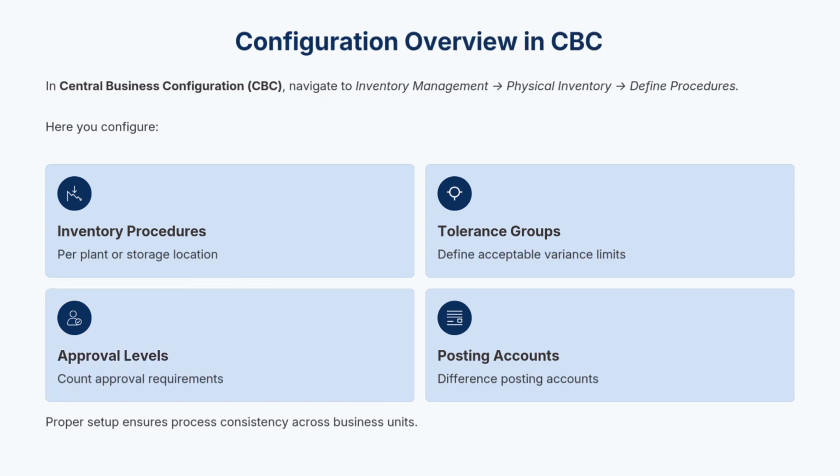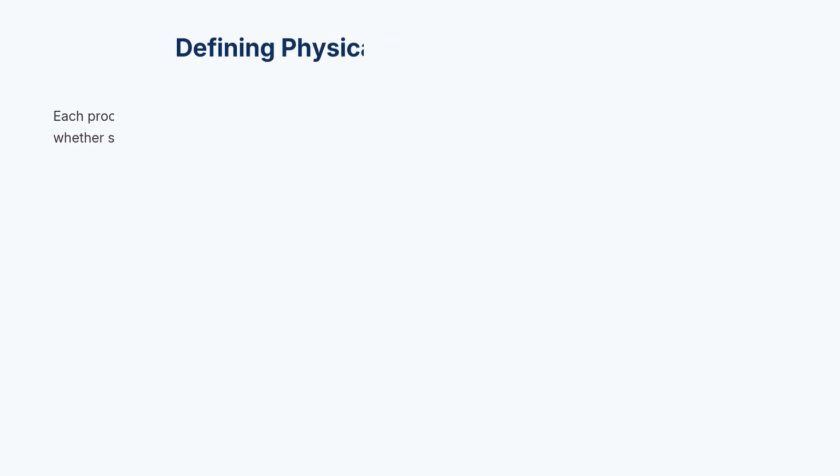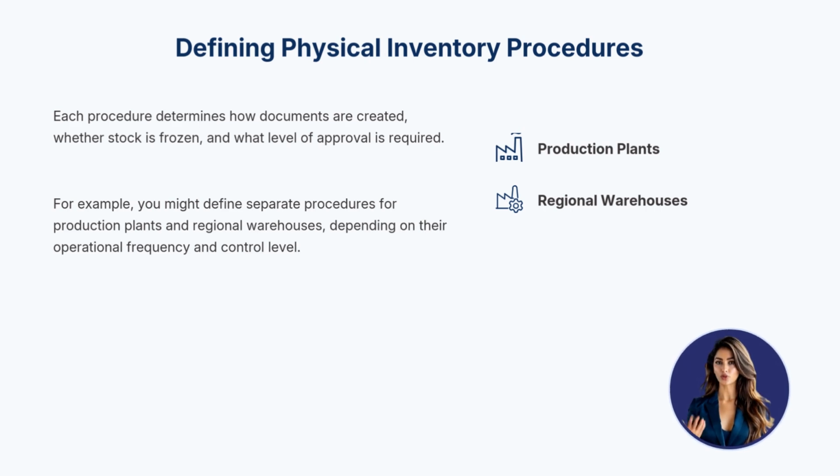Configuration overview in CBC. Now, let's explore how configuration supports this process. In Central Business Configuration, CBC, navigate to Inventory Management, Physical Inventory, Define Procedures. Here you maintain procedures by plant or storage location, specify count frequencies, and define whether system stock is frozen during count execution.